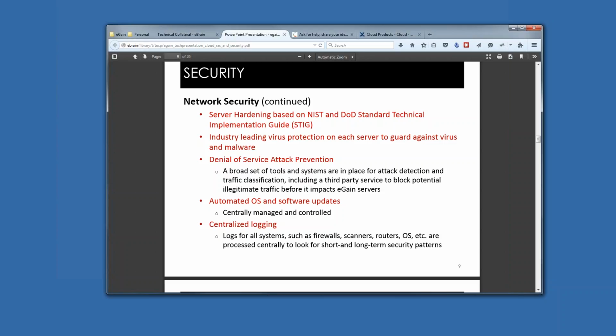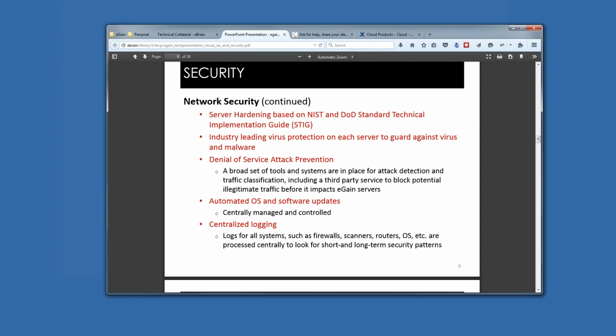And we also have a lot of processes around our centralized logging system and automation, which again are pieces that are required to meet any of those higher level compliances. So at a high level, the message is that we do all the right things. It's just a matter of educating the customer and their security team to make sure they understand that.